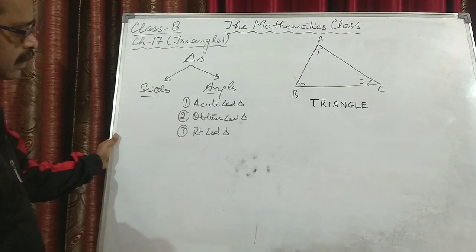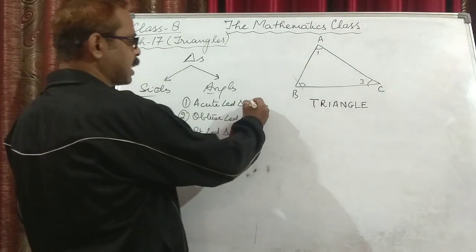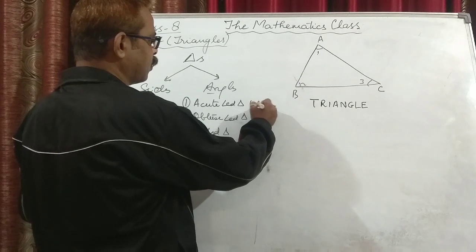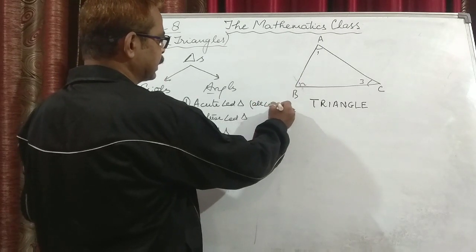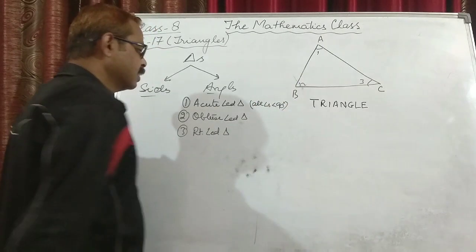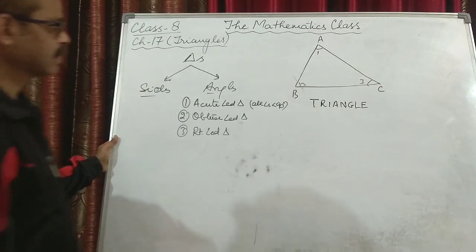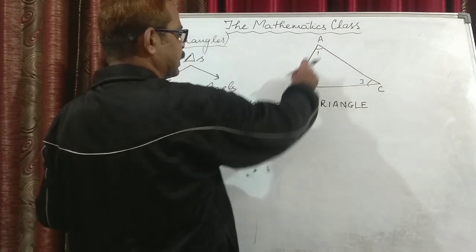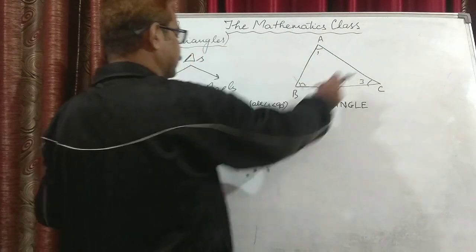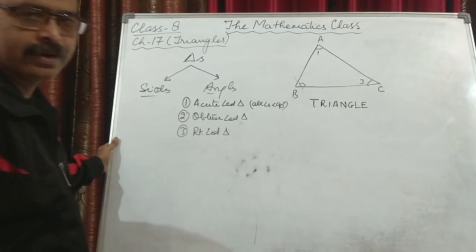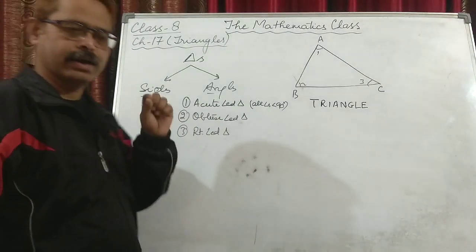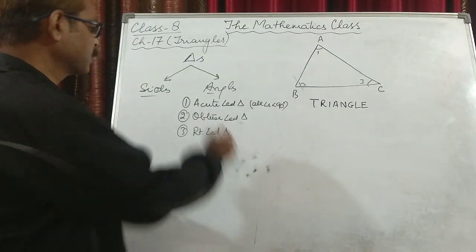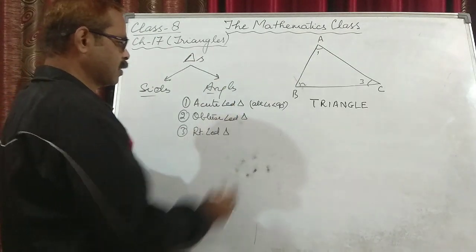Now acute angled triangle means all the angles are less than 90 degree. What is there in an acute angle triangle? Suppose we talk about this triangle with angles 1, 2, 3. This is also less than 90, 2 is also less than 90, 3 is also less than 90. So if in a triangle all its angles are less than 90 degree, it is known as acute angle triangle.